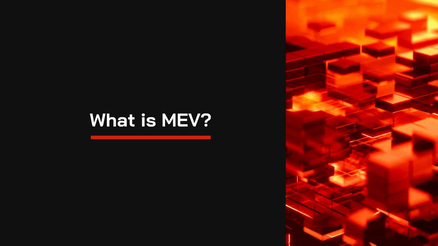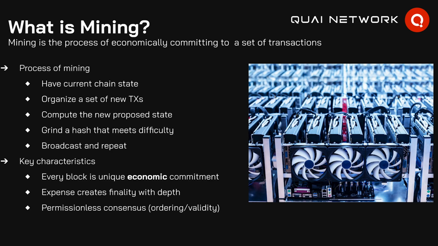But before we get into merge mined transactions, one of the reasons we're doing merge mined transactions is to prevent MEV, or miner extracted value. So let's define the mining process real quick and then define miner extracted value. Mining is a process of economically committing to a set of transactions. To do that, a miner has to propose a block first, so that includes ordering the set of transactions in the block and then computing the new proposed state.